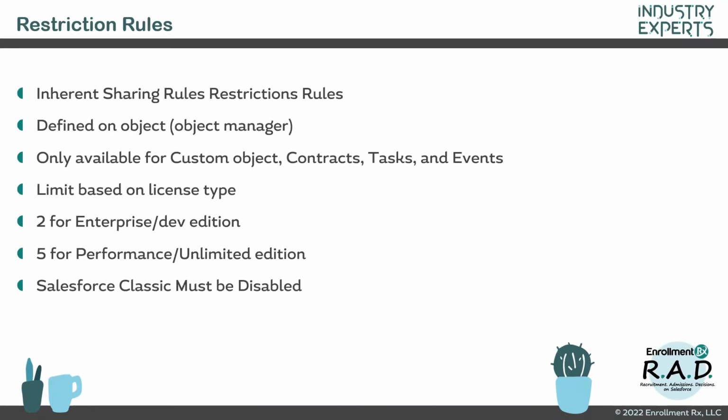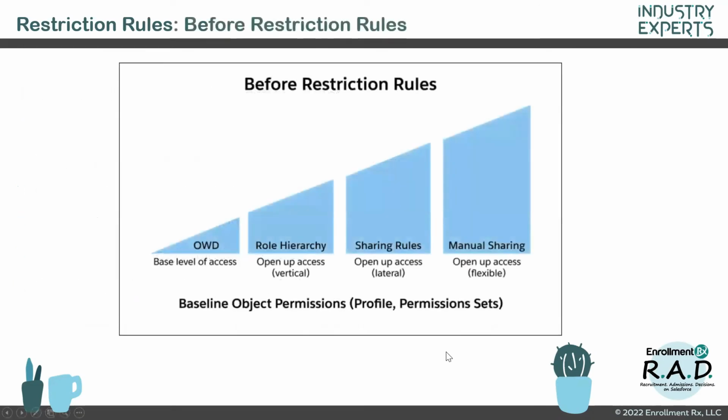So let's talk a little bit about what was in place before restriction rules. The baseline object permissions, the organization-wide defaults that we talked about, where we showed you that list in the sharing settings page. That's the base level of access. In our example earlier, applications were set to private, so that's the base level. From there, you have mechanisms to open up that access. Role hierarchy, which we talked about earlier with Paul, where somebody above you in the role hierarchy can inherently see records from people below them.